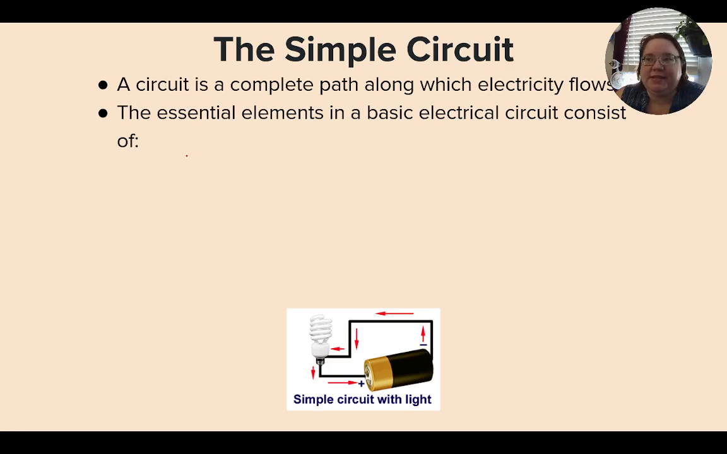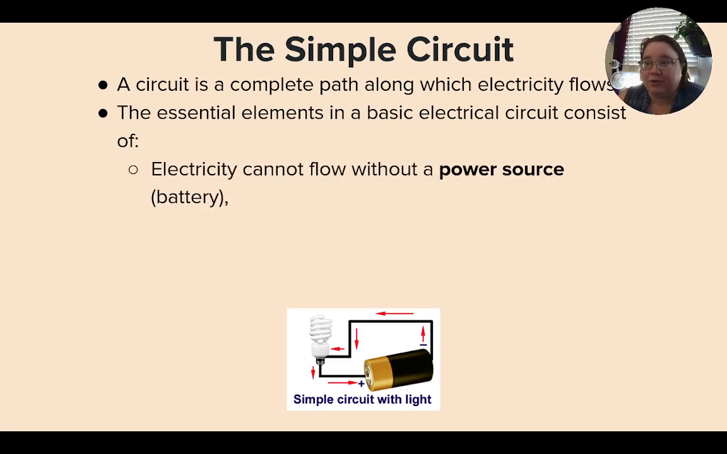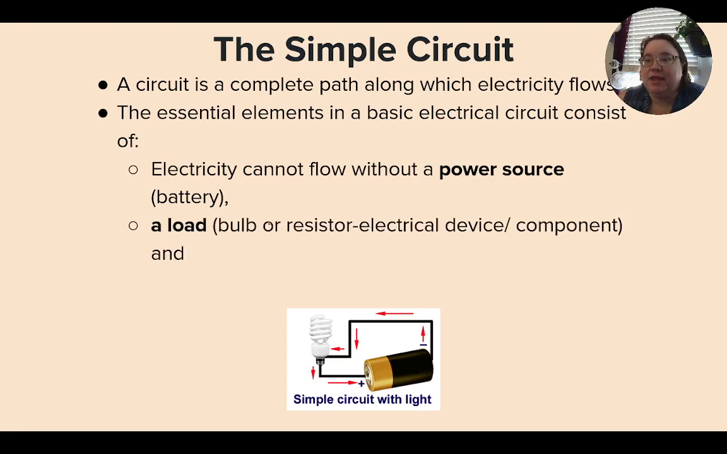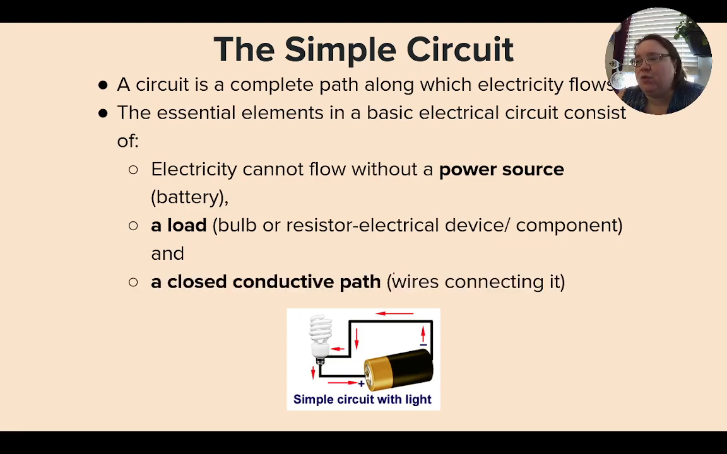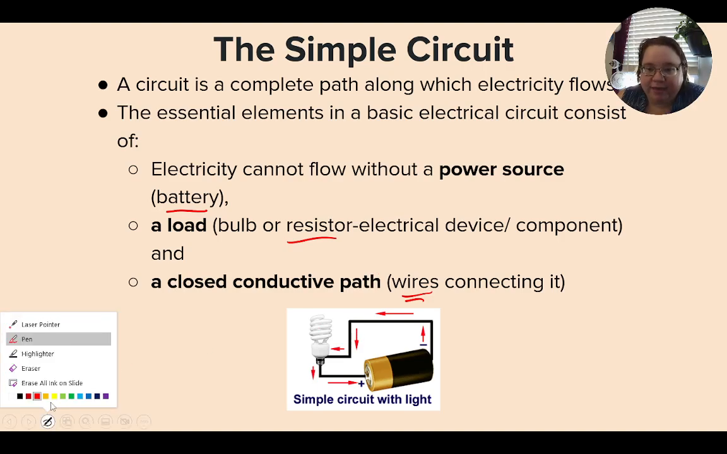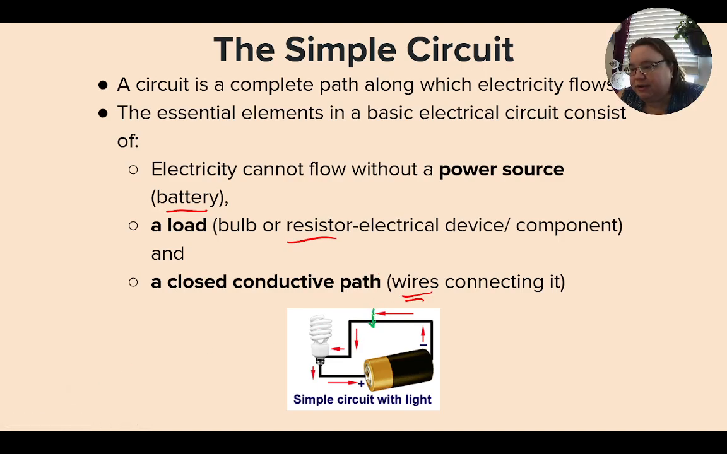Now, the essential elements of a basic circuit include a battery, so your power source. It includes some type of resistor, so a light bulb or a device like a radio or a TV, and it has to have your wires. So it's got to have the path connecting everything. So we've got our battery, our resistor, and our wires that make up the path. If we break the path, if I cut this wire right here, then the flow of electrons will stop and we won't have a working circuit.